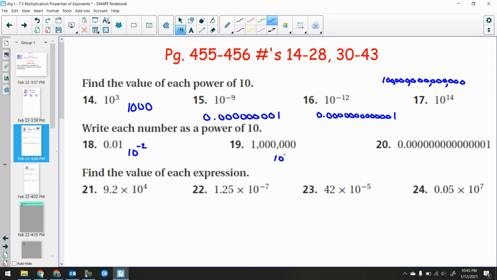Number 18, 10 to the negative second power. Number 19, 10 to the positive sixth power. And number 20, okay, I've got 1, 2, 3, 4, 5, 6, 7, 8, 9, 10, 11, 12, 13, 14, 15 total zeros. So it's 10 to the negative 15th power.